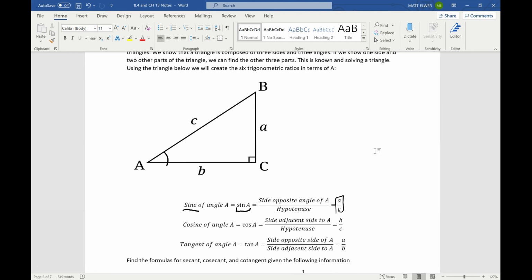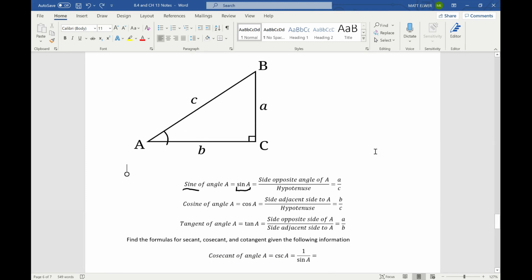As a mnemonic device, we can say that sine is SOH, S-O-H. So sine is just the opposite over the hypotenuse.